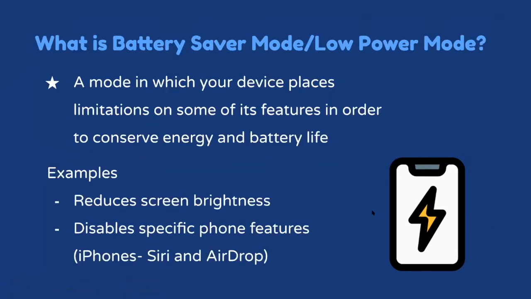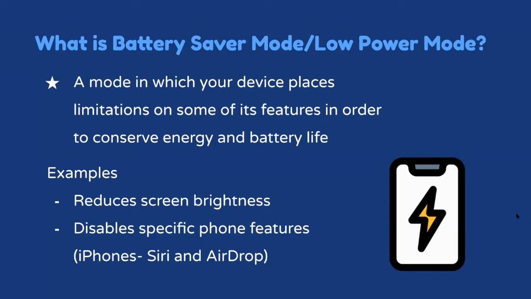Now that I have gone over how to actually access the battery settings, what is battery saver mode or low power mode? These names can usually be used interchangeably and depend on which device that you have. They have different names, but they mean the same thing. Battery saver mode is a mode in which your device places limitations on some of its features in order to conserve its energy and battery life and drain at a lower speed.